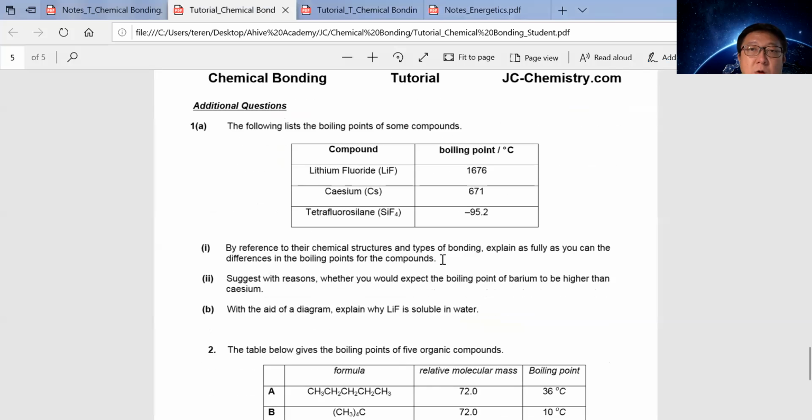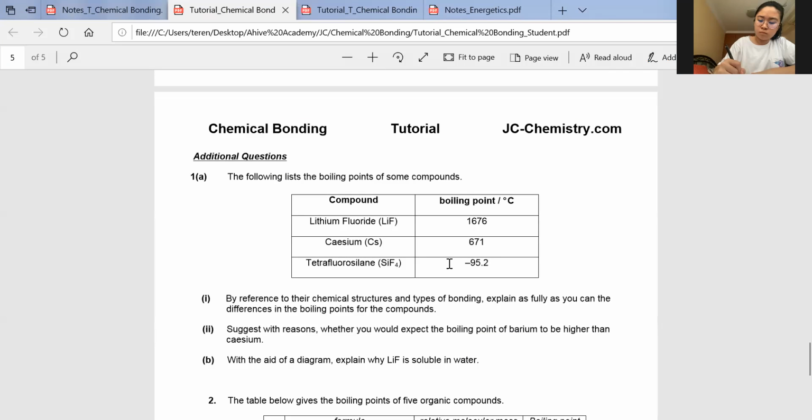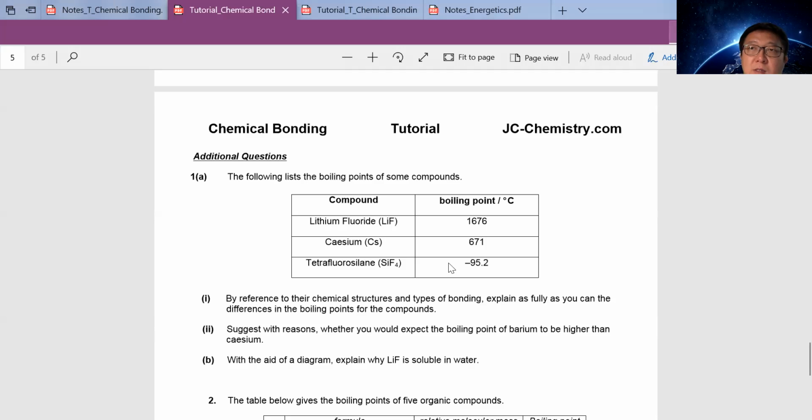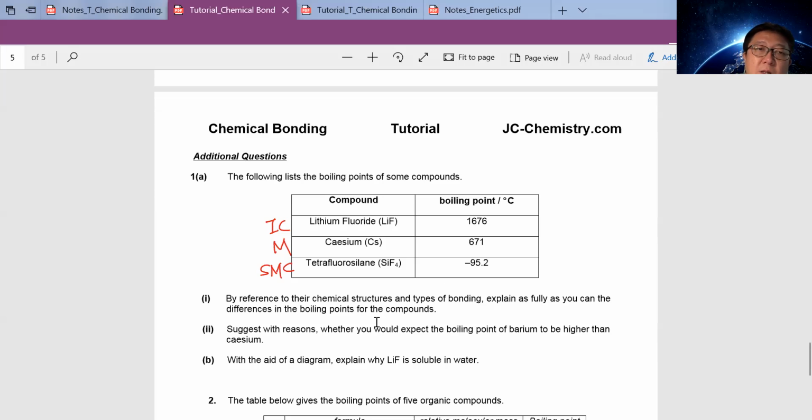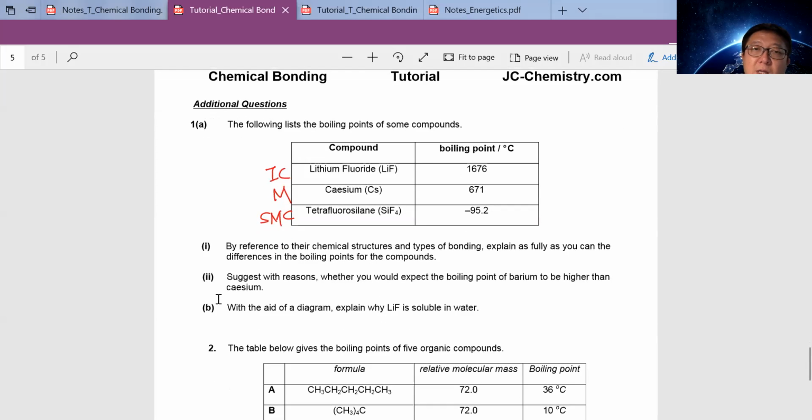Additional question here. So over here you have lithium fluoride, cesium tetrafluorosilane. Okay, so we reference their chemical structure. I think over here you are able to identify this ionic compound. So you must see, every time during exam, don't panic, okay? Use the data, write symbol first. This is ionic compound. This is a metal. This fella is an SMC, simple molecular compound, or simple covalent structure. Okay, so you can explain number one, the boiling point. Then we expect barium to be higher than cesium.